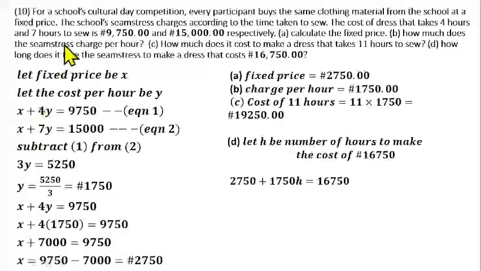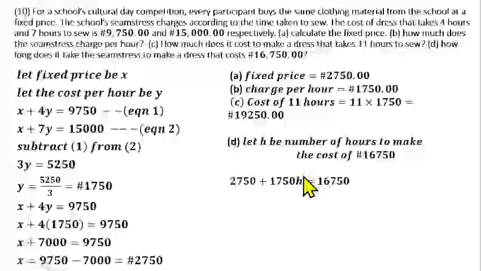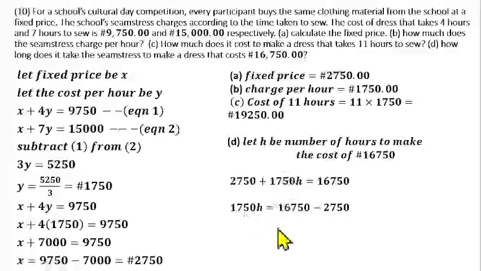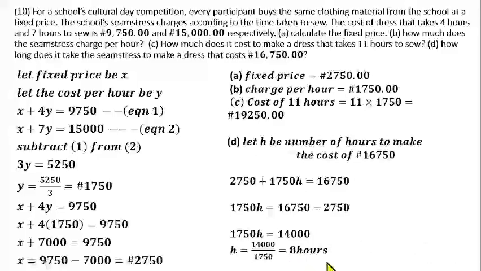Don't forget that these 4 and 7 here are the hours it takes. Here we are looking for the hours it takes to make the dress that costs this amount. So the fixed price plus the cost per hour multiplied by the number of hours equals this price. We can collect like terms: this equals this minus this. That gives us 1050h equals 14,000. Divide both sides by 1050, so h will be 8 hours. That's the solution for question number 10 as well.